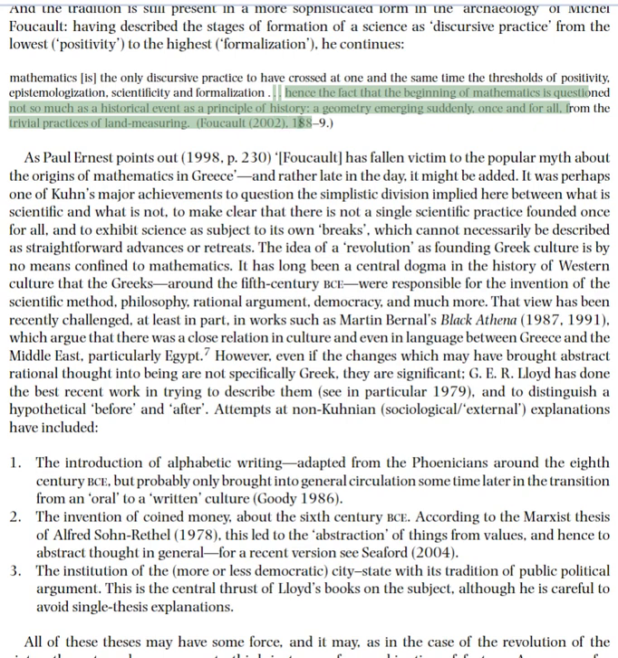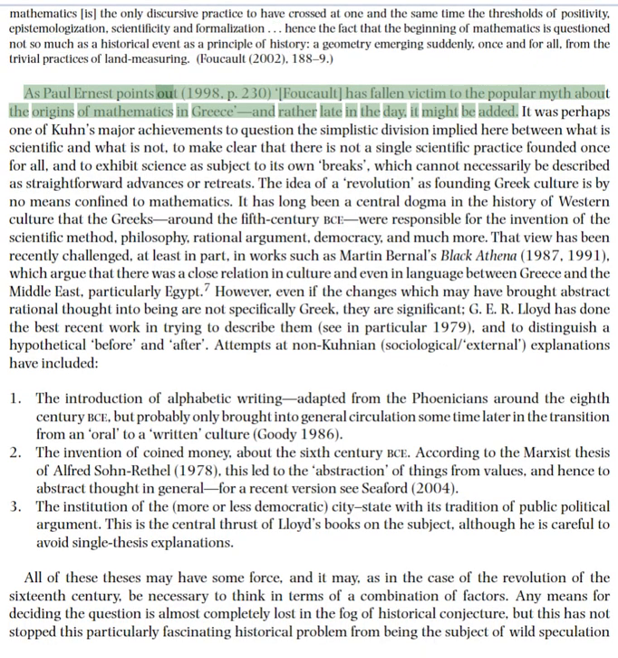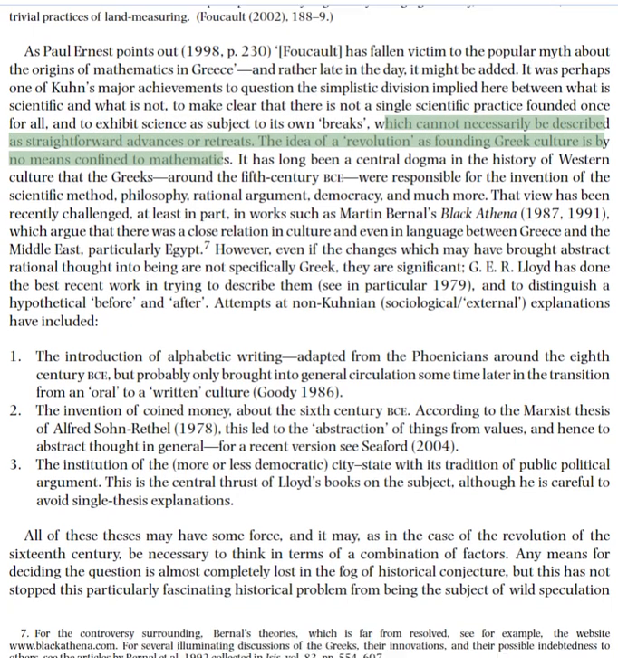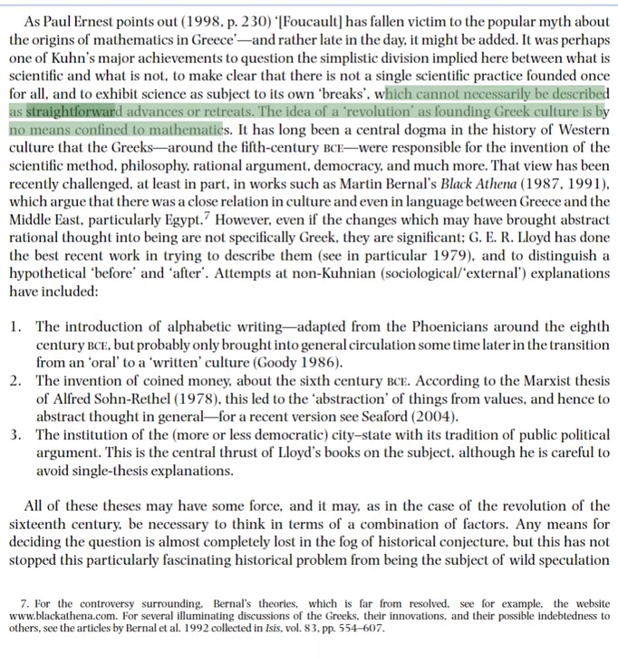188, 9. As Paul Ernest points out, Foucault has fallen victim to the popular myth about the origins of mathematics in Greece, and rather late in the day, it might be added. It was perhaps one of Kuhn's major achievements to question the simplistic division implied here between what is scientific and what is not, to make clear that there is not a single scientific practice founded once for all, and to exhibit science as subject to its own breaks, which cannot necessarily be described as straightforward advances or retreats.